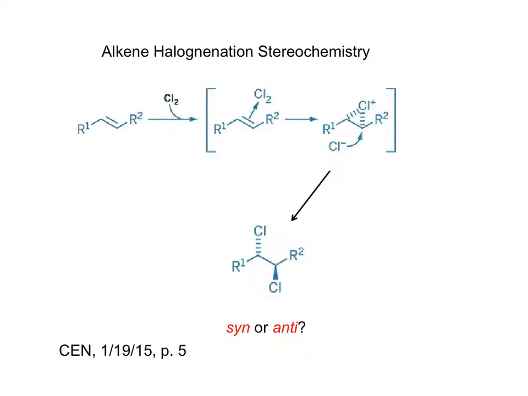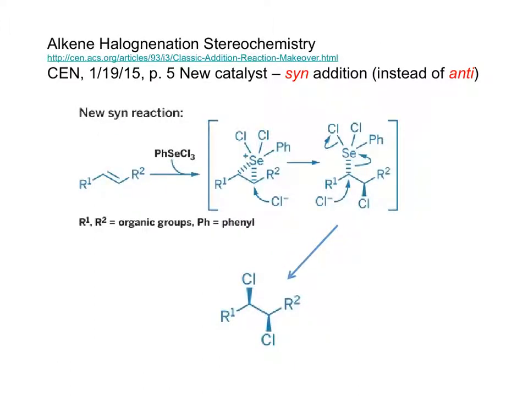This picture shows the stereochemistry of the alkene halogenation reaction. Stop the video and determine whether the chlorines react syn or anti to each other. And the answer is, if you want the two chlorides to be syn instead of anti, use this catalyst.